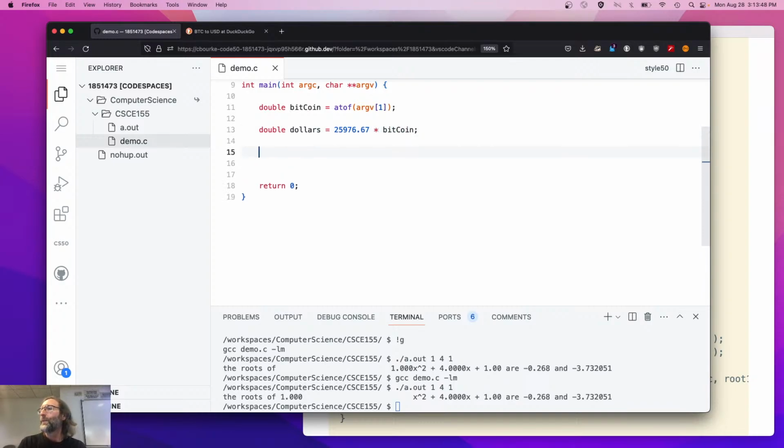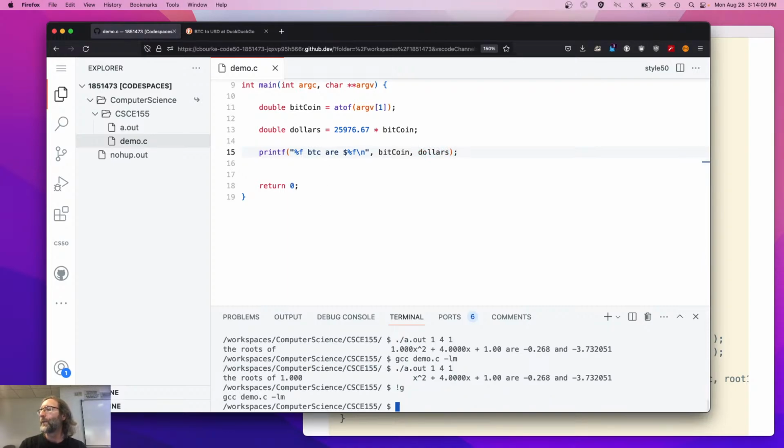There we go. printf. Percent f BTC are percent f, and I'll put a $ in front of it because that's what we do for dollars. And the newline, Bitcoin and dollars. There we go. So let's compile that, and this is still a demo.